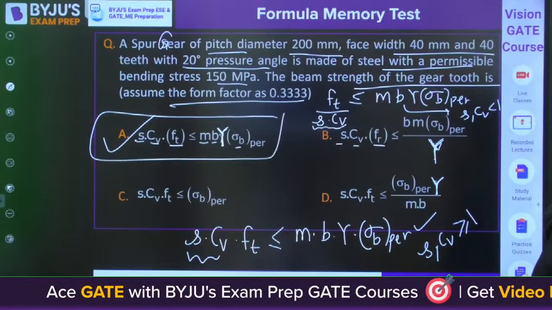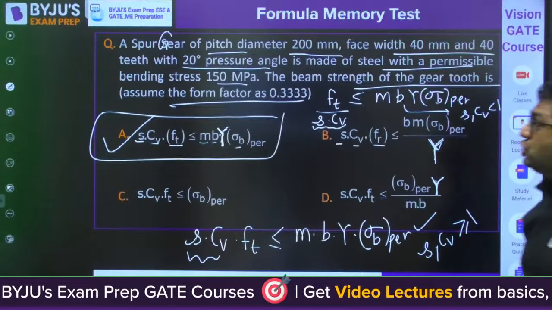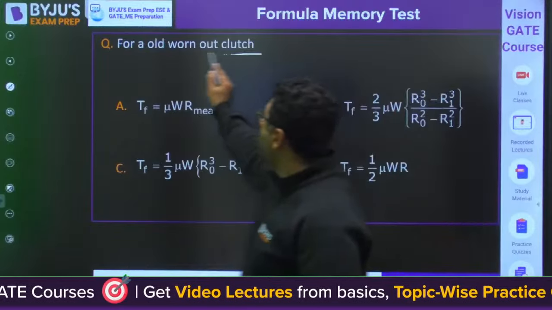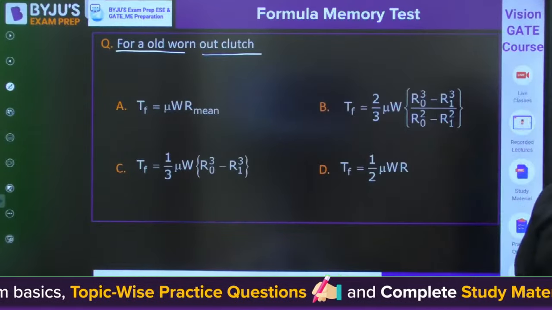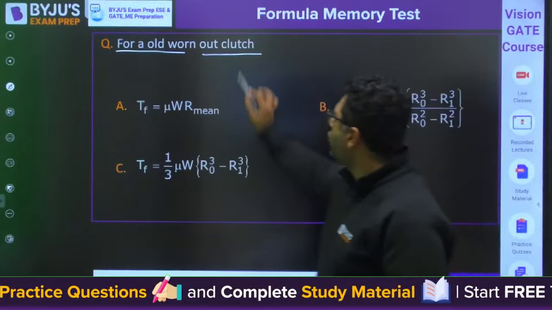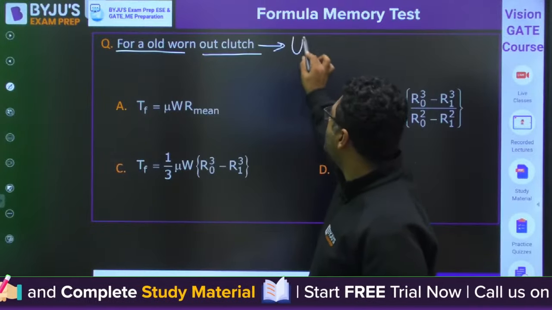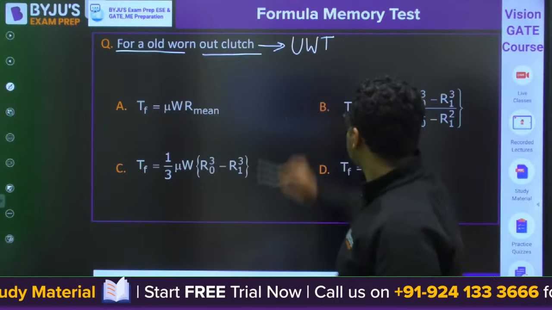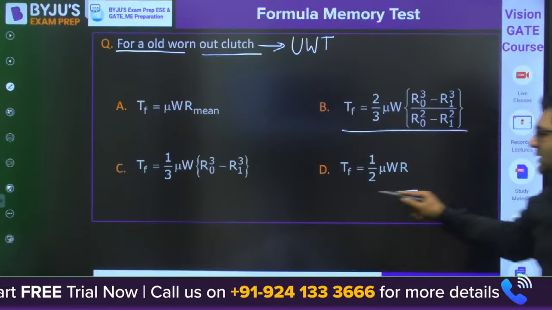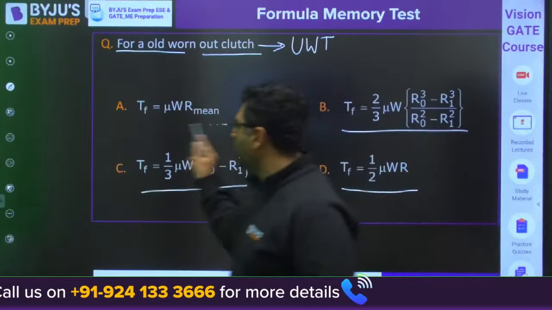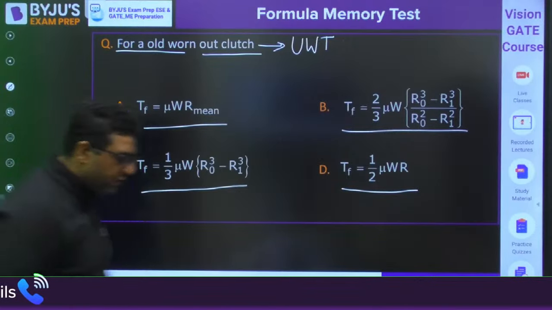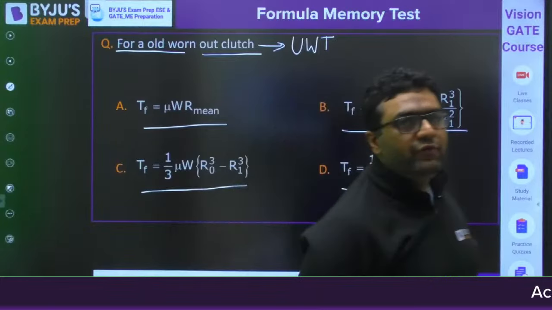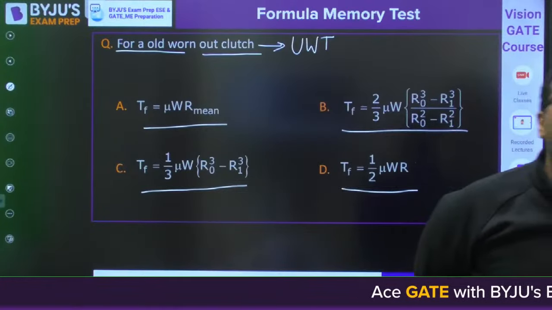Clear? We are reaching the last question, for an old worn out clutch, घिसा हुआ clutch. Which formula is correct? For an old worn out clutch, we use uniform wear theory. So you need to check which formula is correct as per uniform wear theory.